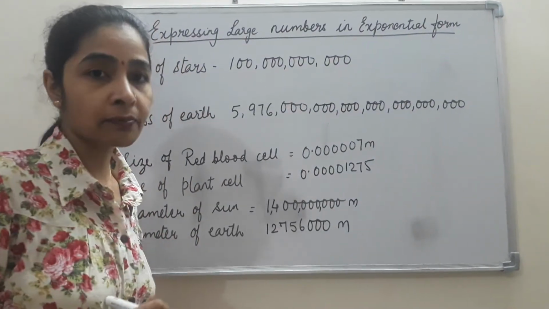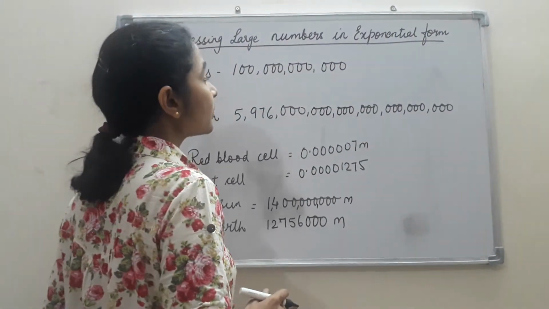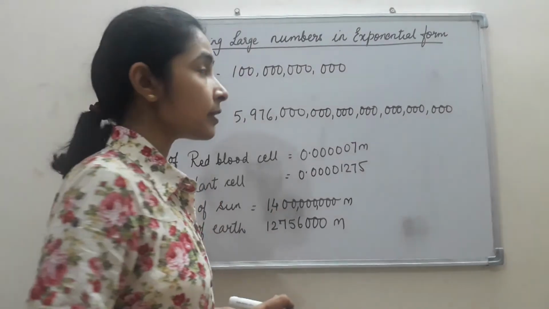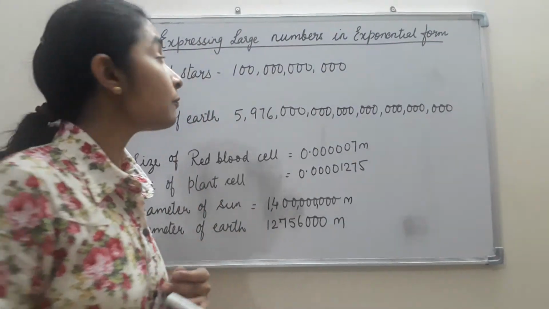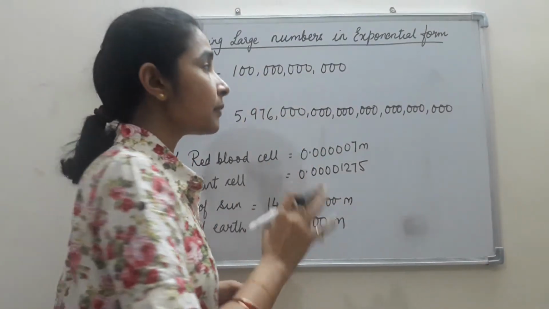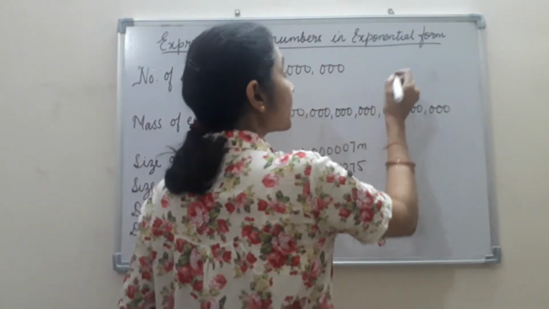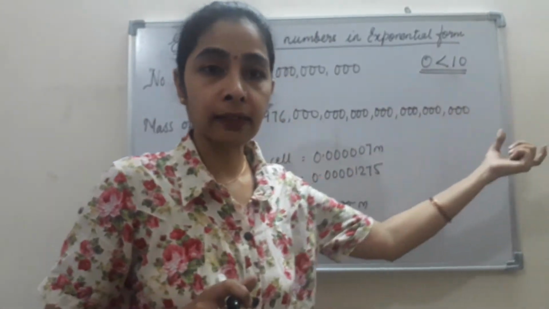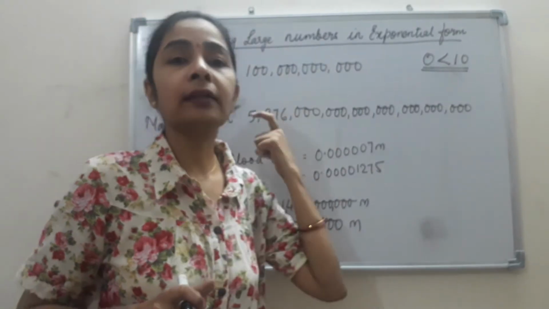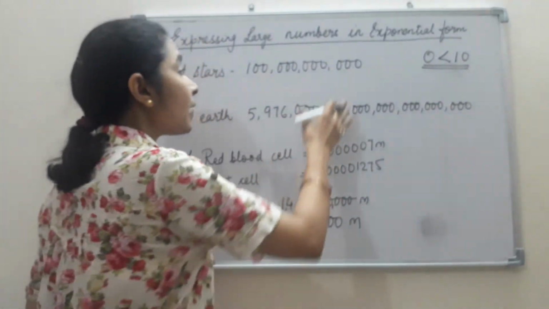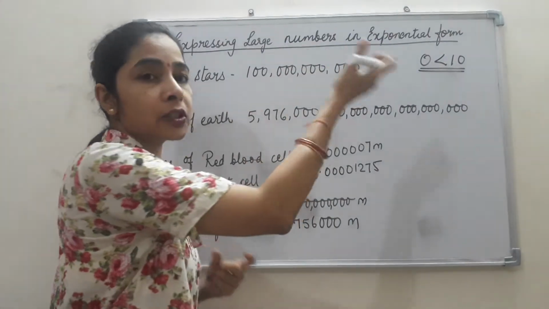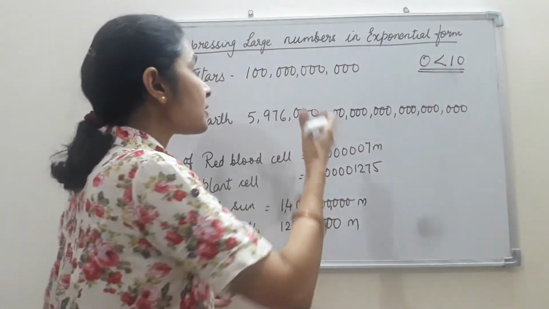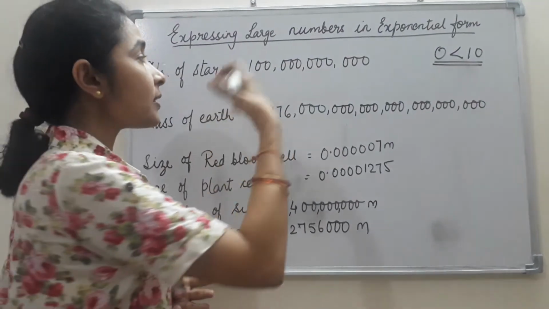Now, how do we express a number in the standard form? To express a number in the standard form, we use the decimal system. We change it into decimal form, which means the number before the decimal should be greater than 0 and less than 10. We change this number into a number greater than 0 and less than 10, and multiply it with 10 raised to the power of as many places as we have shifted the decimal. We can shift the decimal from left to right as well as right to left.